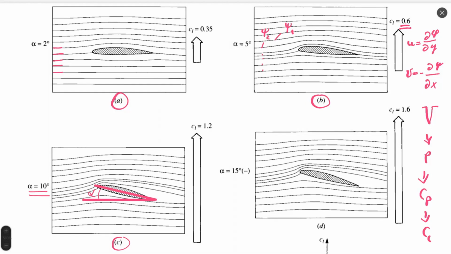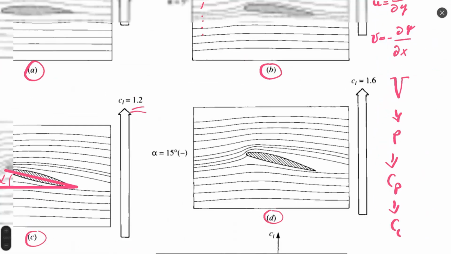Proportionally, we increase the angle of attack, and proportionally, we have an increased lift coefficient. 1.2 is close to its maximum. And then on figure D, we start having conditions close to stall, a point where there is a large separation of streamlines. One other, let me zoom in on this.